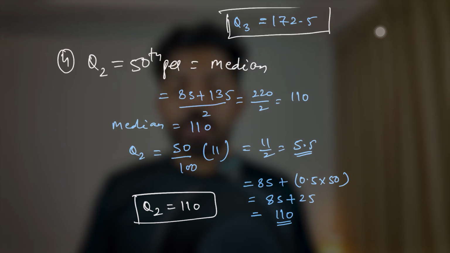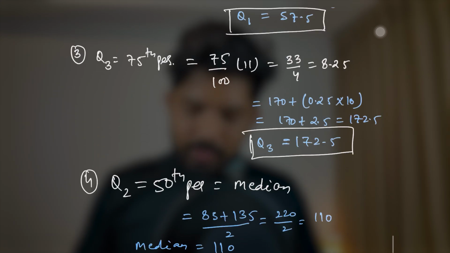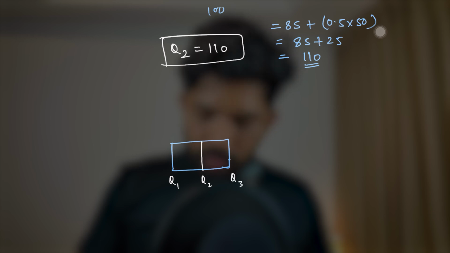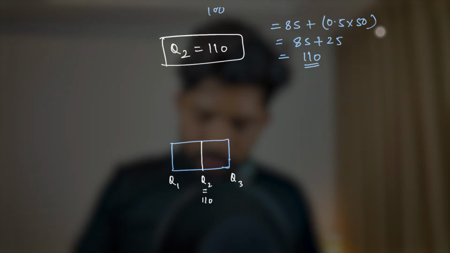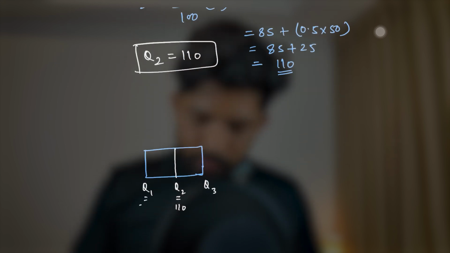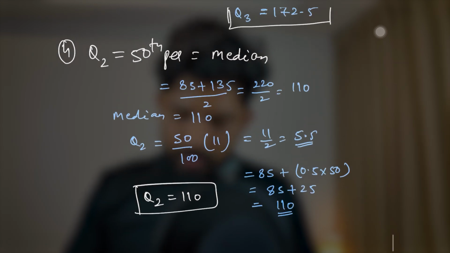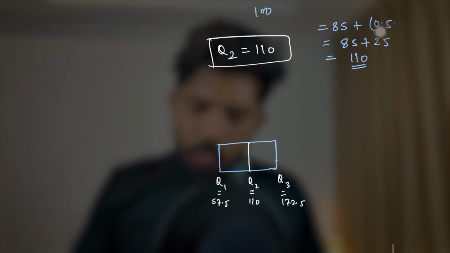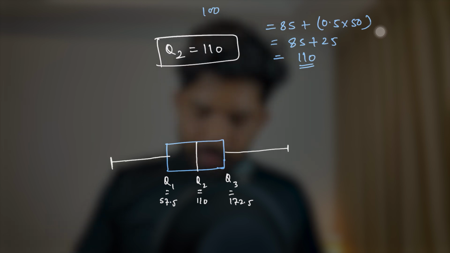So now we have Q1, Q2, and Q3. Okay, let's draw the box plot a little bit. So we can draw like this. So we have all the values of the box, right? We have Q1, Q2, and Q3: Q2 is 110, Q1 is 57.5, and Q3 is 172.5, right? Now we are left with the minimum value, which is here, and the maximum.